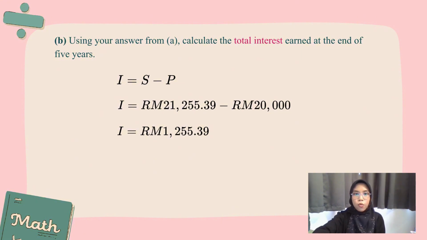Question B, calculate the total interest earned at the end of 5 years. For this question, we use the formula I equals S minus P. For S, we use the answer from question A. I equals 21,255 ringgit and 39 cents minus 20,000 ringgit. So the final answer for I is 1,255 ringgit and 39 cents.